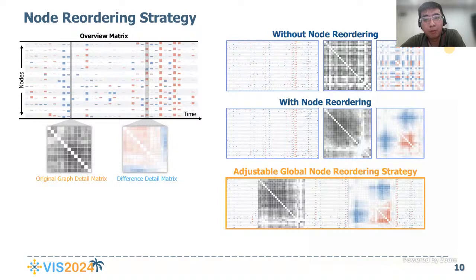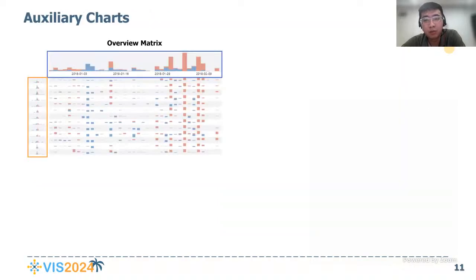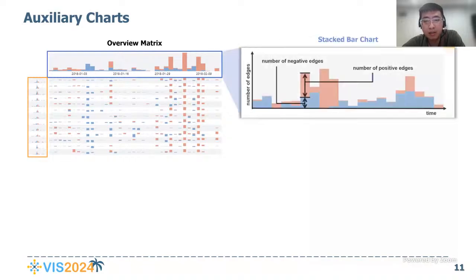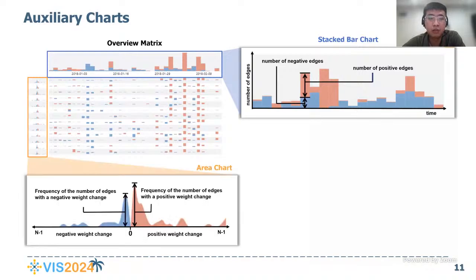And furthermore, we also provide some auxiliary charts to offer statistics. Like we use a stacked bar chart to show how many nodes changed in each time slice, or we use an error chart to show the frequency of edge changes on each node.